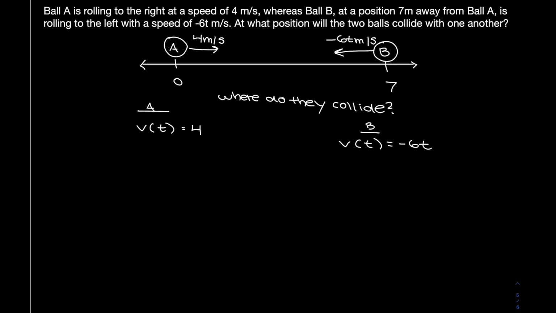In this video, we are going to be going through an example problem that involves two objects colliding at a certain position that we are going to try to calculate using our knowledge of position and velocity. So let's get into this question.